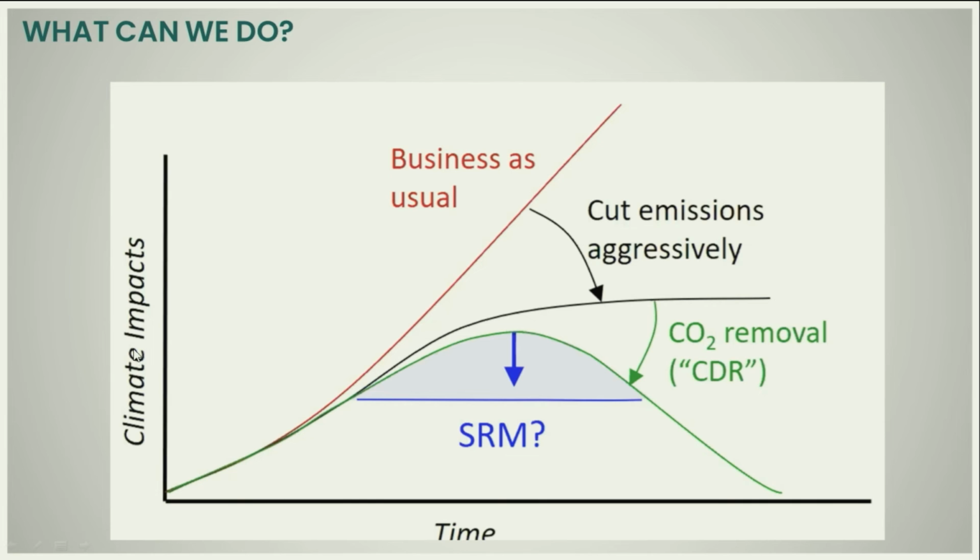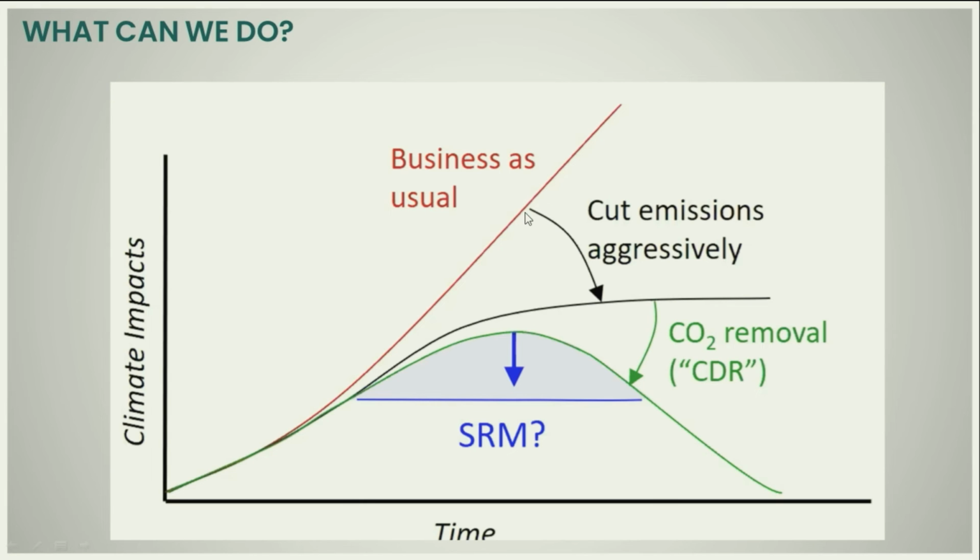This is what climate warming is going to be doing over time. If we don't do anything, the warming will accelerate. This is the red, and it's what scientists call business as usual. That's not doing anything but letting things go.